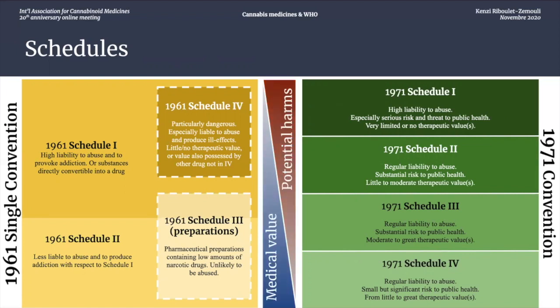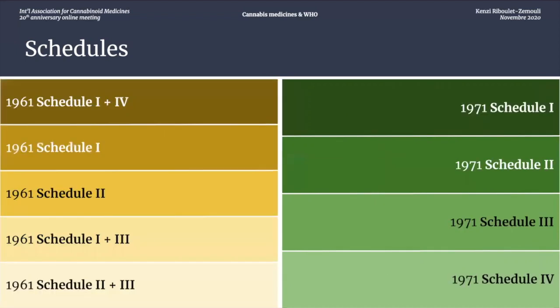For the 1961 Convention, however, it's a bit more complex. We have basically two schedules, one and two, and then complementary lists, Schedule 4 and Schedule 3, that are here to reaffirm stricter control or provide some easier access, some exemption in the case of Schedule 3. This gives us a simplified vision of the different levels of control that apply depending on the schedules, from the most stringent at the top to the most liberal, let's say, at the bottom. These are different tiers of legal regime applying to medicines when used for medical research or medical purposes.